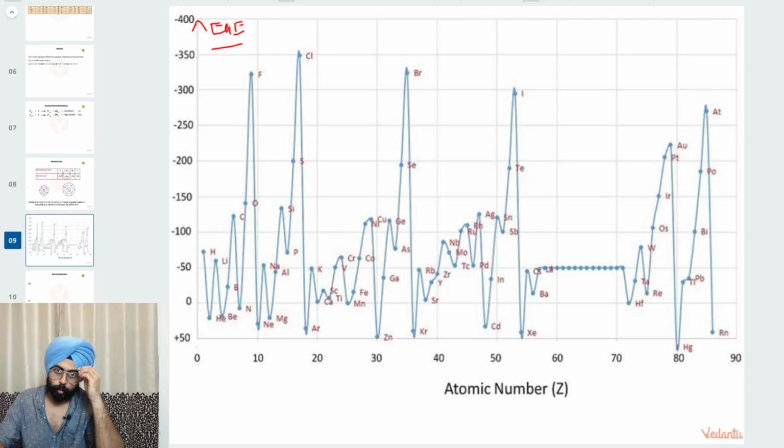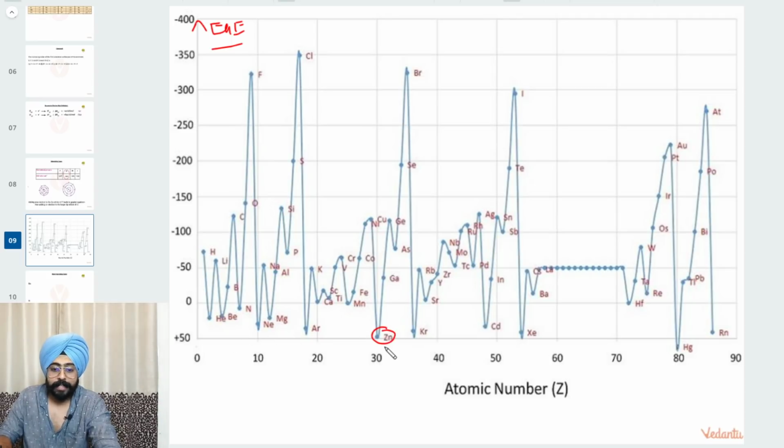Obviously they have to be on top of the table. Halogens very readily accept an electron because they do not have their noble gas configuration yet, so they want to turn into a noble gas configuration. If you look at noble gases, they're at the bottom of the table. Positive electron gain enthalpy value, they just do not want to gain an electron, they're happy already.